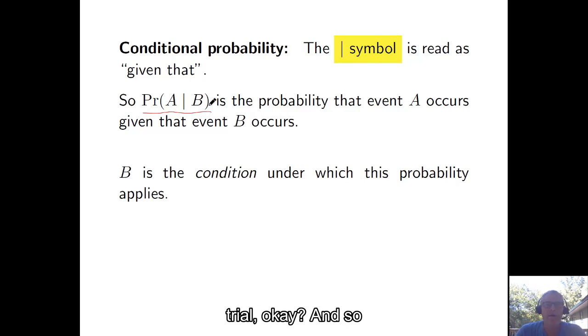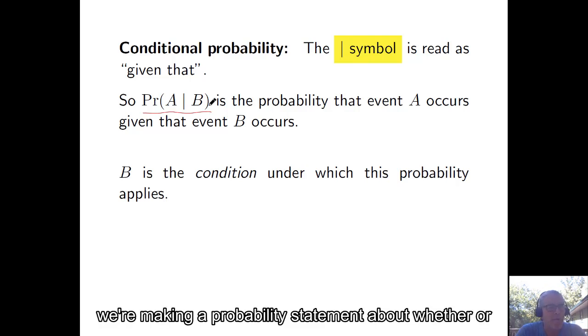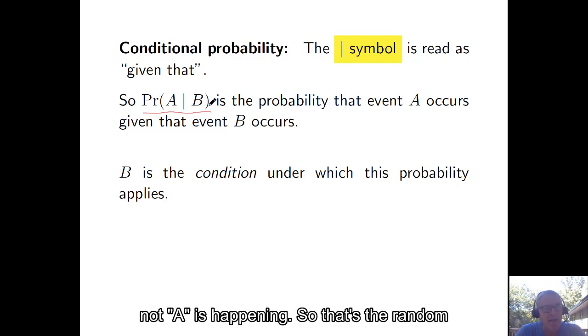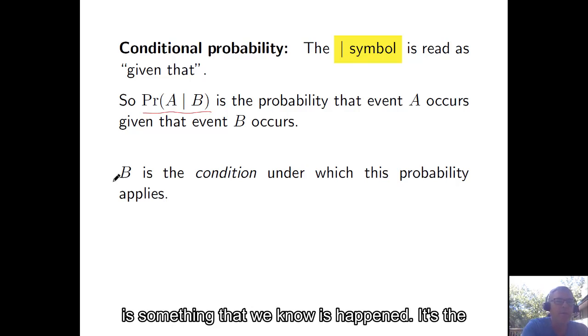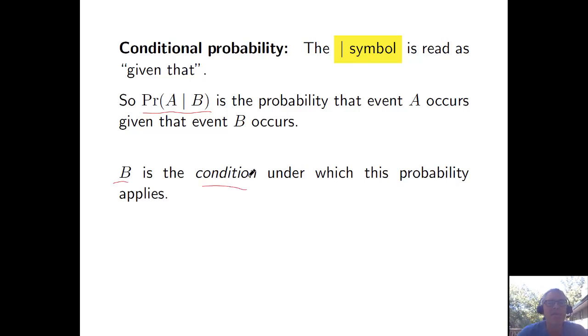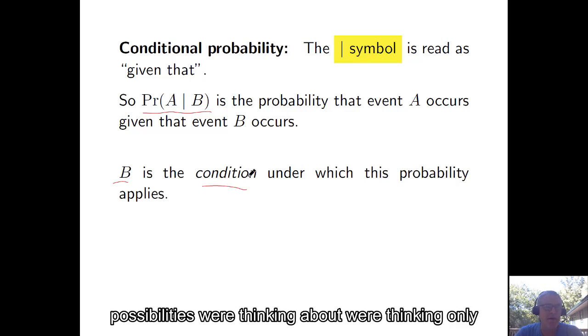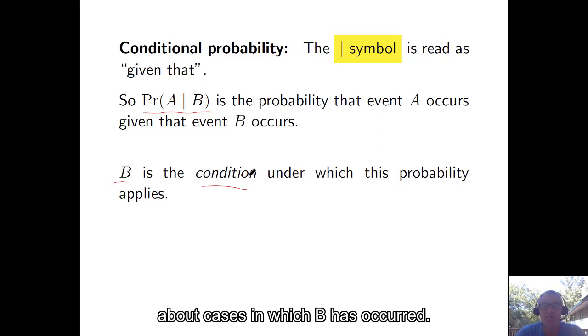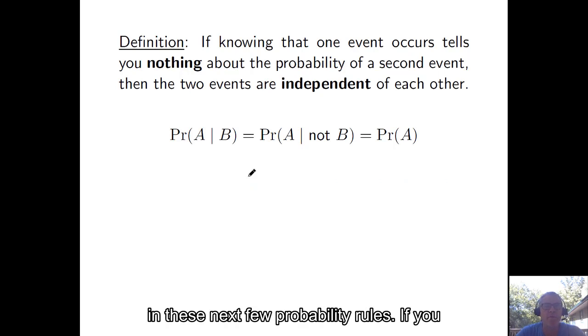Okay, and so we're making a probability statement about whether or not A is happening. So that's the random trial with respect to this statement. And B is something that we know has happened. It's the condition that must have held, and it limits the scope of the possibilities we're thinking about. We're thinking only about cases in which B has occurred. We'll see this a lot moving forward in these next few probability rules.